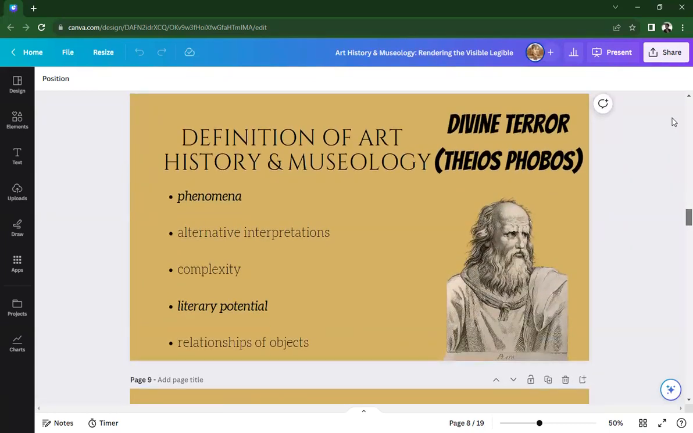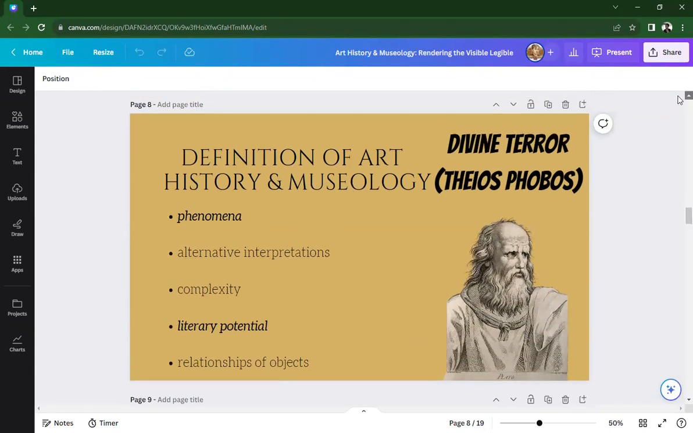And the definition of art history and museology, according to Plato, no, he theorized a divine terror, the theos phobos, an exact way that phenomena were taking place in history, and there are alternative interpretations of how art should be interpreted. There is also a sense of complexity and the literary potential. Therefore, Greeks and also the Roman artists way back then, during the classical period, had so much to offer when it comes to art, history, technology, even in architecture.